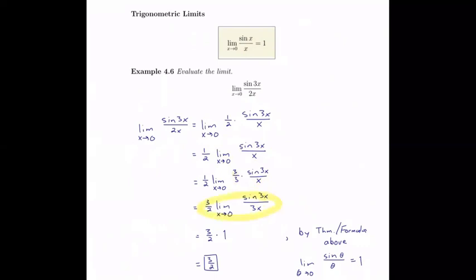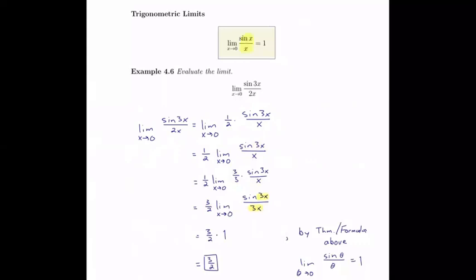And what we see is that, well, this is a 3x and this is a 3x. If we really wanted to, we could say u equals 3x. And then as x approaches 0, then u approaches 0, or the limit of 3x, or the limit of u, is equal to the limit of 3x as x approaches 0, and all that's 0. Anyway, these two match, and that's the important part.